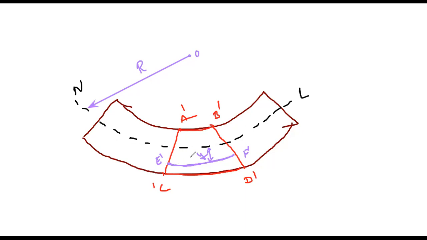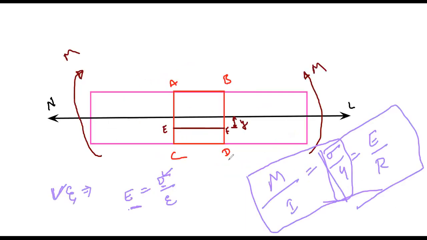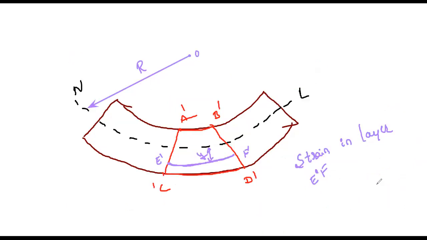First we'll calculate the strain in layer E dash F dash, or you can write strain in the layer EF. What is the strain we got in this layer? Strain is nothing but epsilon, which is the change in length by the original length, or change in dimension to the original dimension.